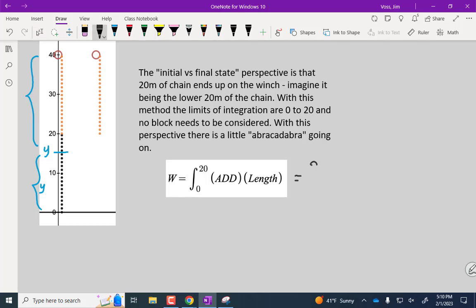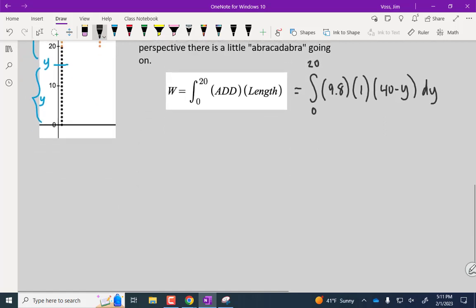So for our integral here, we're going 0 to 20. The acceleration is 9.8. The density, we said we're just going to have a density of 1. I just made it 1 so that it was simple. And then the distance traveled, we said, is 40 minus y for each link. And then what is length? dy. Just dy. So that'll give us the work done in magically lifting the lower half of the chain.